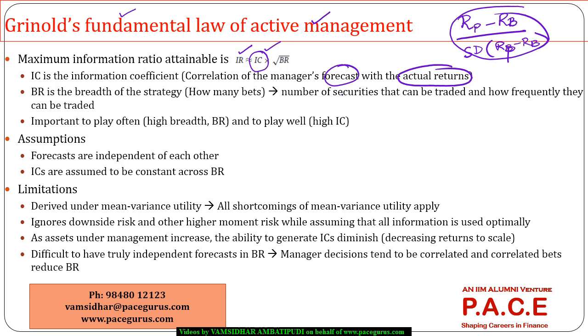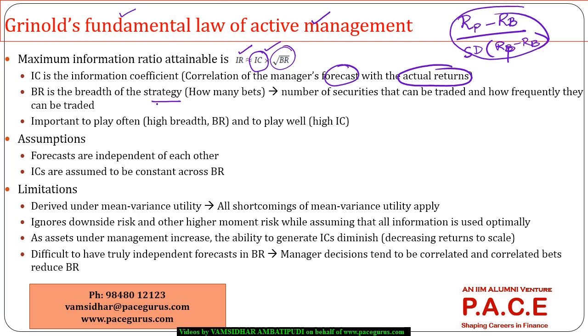What is the level of forecasting accuracy? This is the measure of forecasting accuracy of the portfolio manager. So to what extent he is able to forecast something closer to reality. So the higher the value of IC, we see the higher the value of information ratio that is attainable as well. And BR, it's a multiplication of square root of BR.